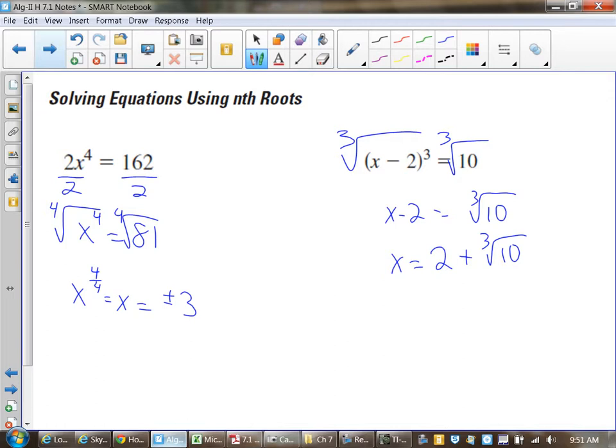Yes, ma'am. No, because that's x cubed. That means it's x times x times x. You can't distribute that. Can't do that. Yes. No, because then you can have an odd root of a negative value. You just leave it as the negative 10 because that's inside the radical. So you just leave the negative in front of it.